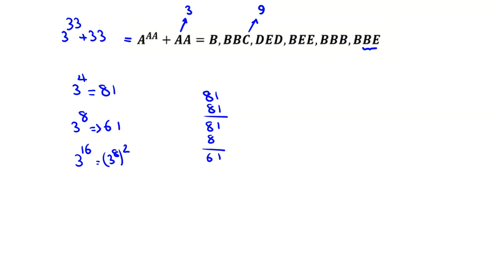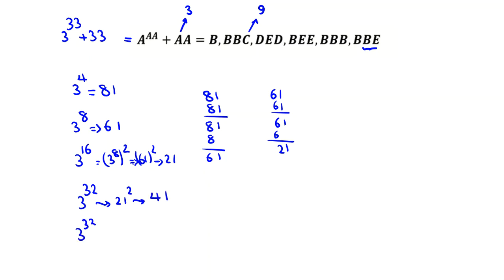3 to the power of 8 is 61, so it will be 61 squared, which ends in 21. 3 to the power of 32 will be 21 squared because of this 3 to the power of 16 squared. 21 squared is 441, we need 41, and then for 3 to the power of 33, you multiply 41 by 3. It will be 23 for this part, plus 33 will be 56. So we found that B is 5, E is 6.